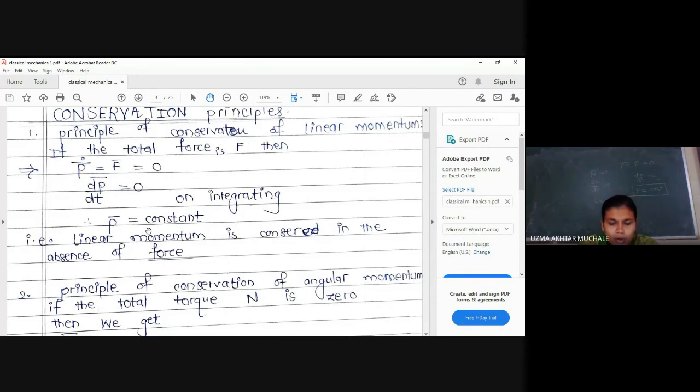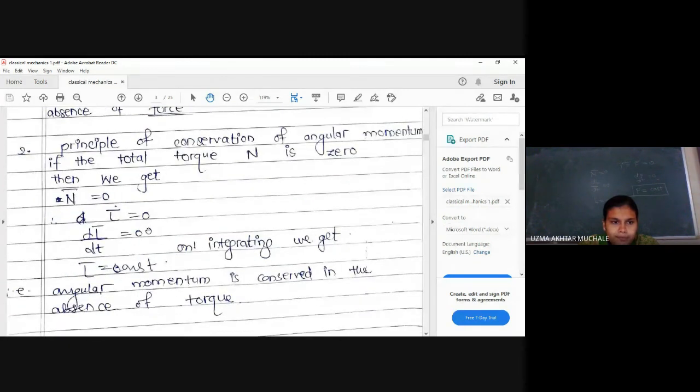By integration, you will get P constant. So in the absence of torque, n bar is 0, that is dl by dt equal to 0, which means that angular momentum is constant. Okay.